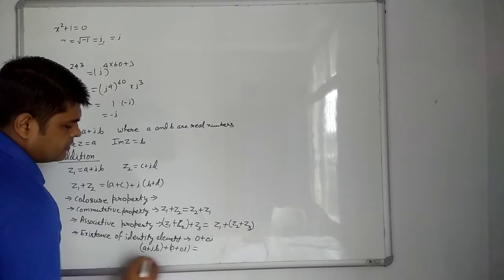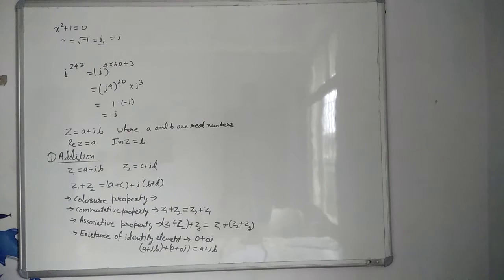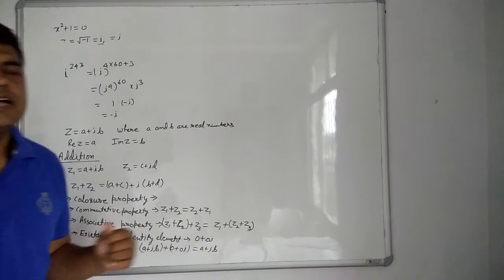So this means that 0 plus 0 iota is the identity element.